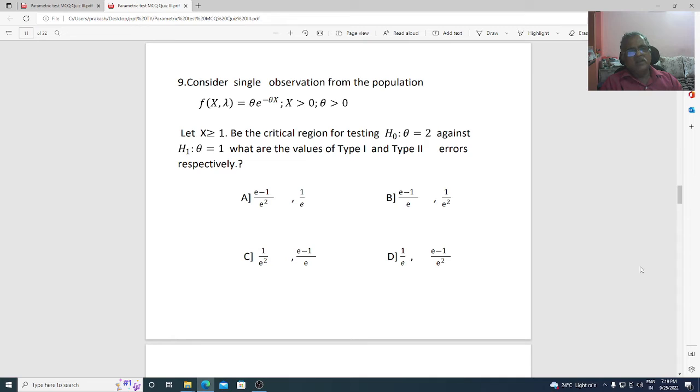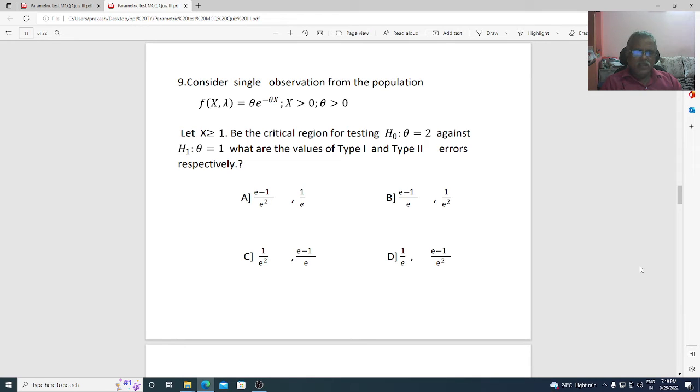Question number 9. Consider the single observation from the population f(x; theta) = theta e^(-theta x), x greater than 0, theta positive. Let x greater than 1 be a critical region. For testing H0: theta = 2 against H1: theta = 1, what are the values of type 1 error and type 2 error respectively?